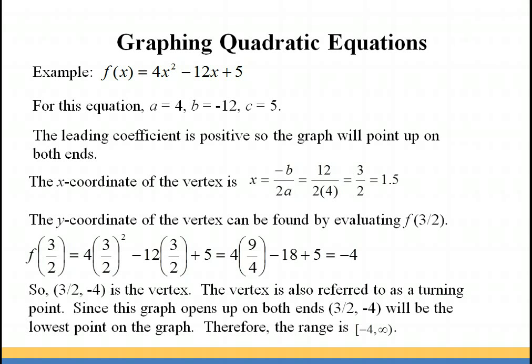Sometimes the vertex is referred to as a turning point because it changes where the graph is increasing to decreasing or from decreasing to increasing. We already know that this graph opens up on both ends. So that means that (3/2, -4) will be the lowest point on our graph. And now we can find the range. Remember, the range is representing your values of y. So our lowest y value is going to be at negative 4, and then the graph's going to head up to infinity. So our range is from negative 4 to infinity.